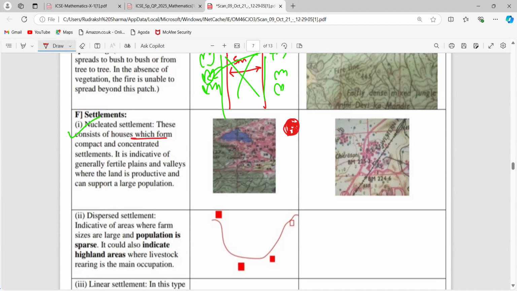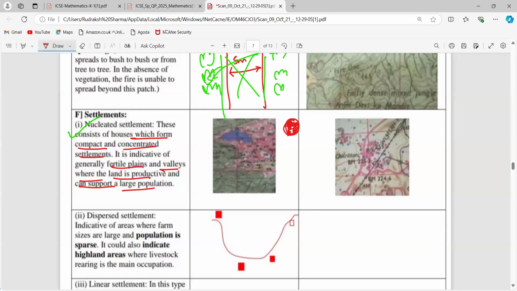So these consist of houses which form compact and concentrated settlements. It is indicative of generally fertile plains and valleys where the land is productive and can support a large population. So whenever a nucleated settlement comes, that means that the area is rich in agriculture. Yeah, the region is very fertile.